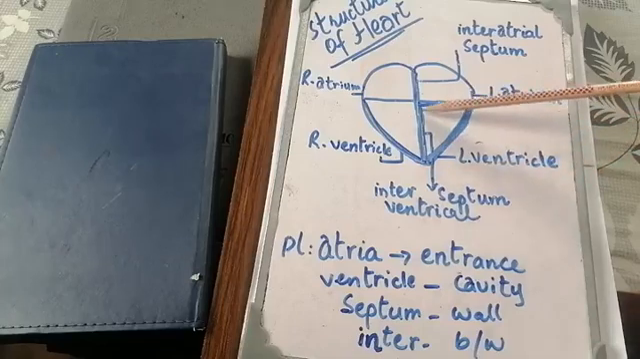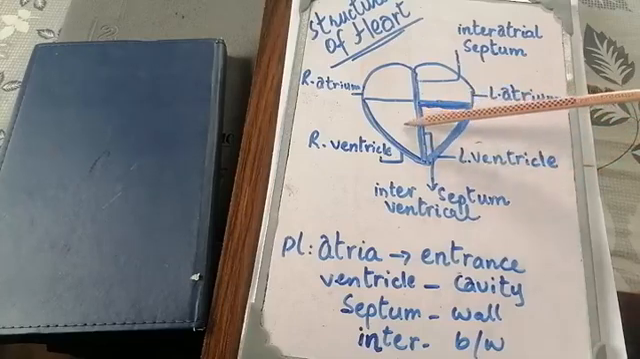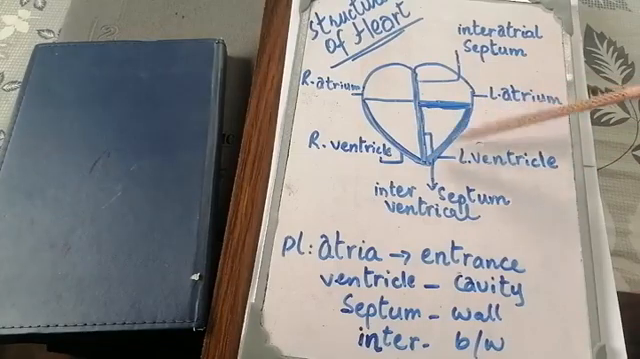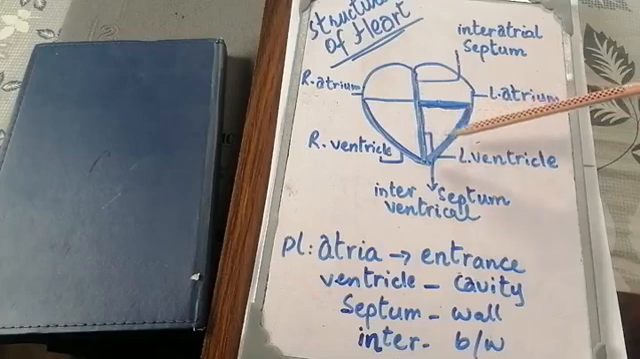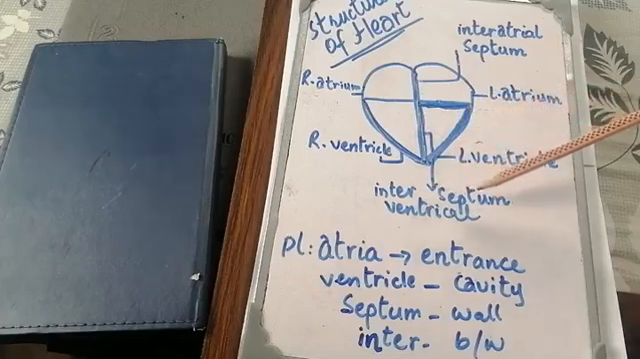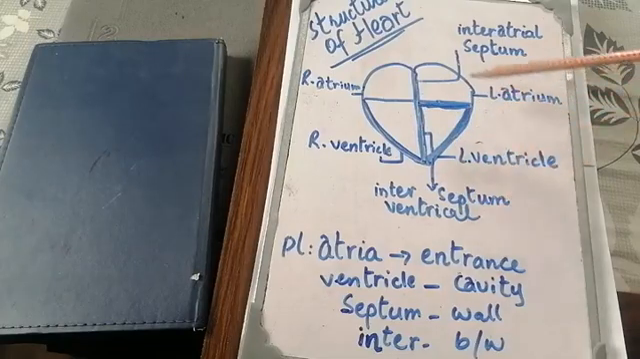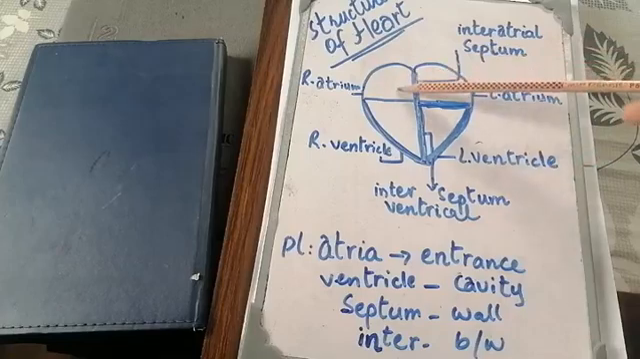Septum means wall. Wall means it separates both the right and the left ventricle. So the septum is present between the ventricles, that's why it is known as the interventricular septum, and this is the interatrial septum.